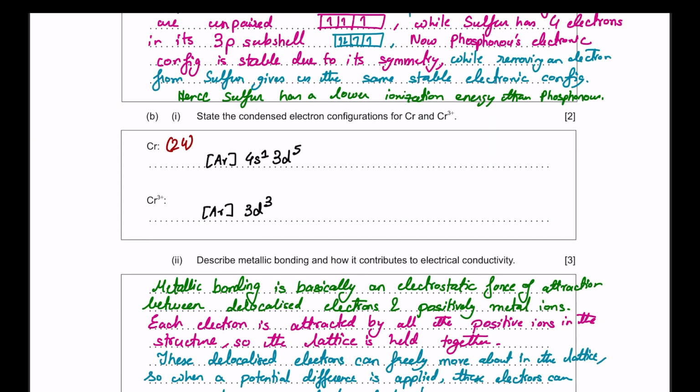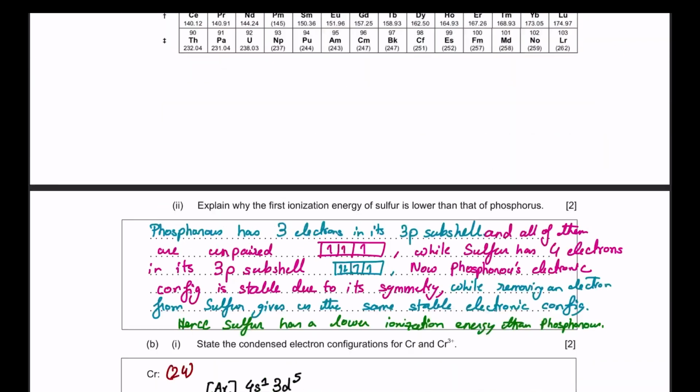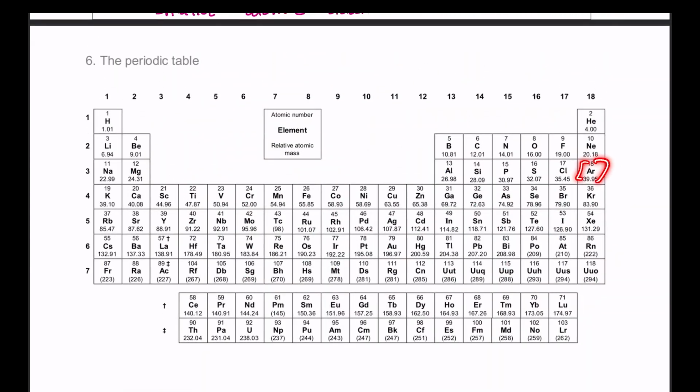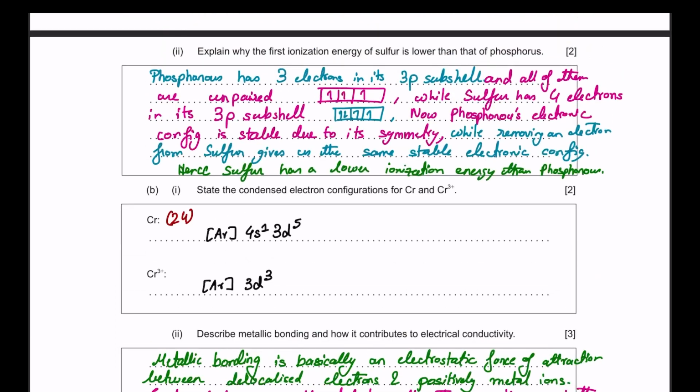The next question is that we have to write the condensed electronic configuration of Cr and Cr3+. Chromium, from this periodic table, is at 24. So 24 means here you have argon, the closest noble gas. So it is Ar 4s1 3d5. Now for Cr3+, what we need to do is always remove electrons from the s subshell first and then the d subshell. So we'll remove 1 electron from the s subshell and 2 electrons from the d subshell. We'll be left with Ar 3d3, which is the electronic configuration of Cr3+.